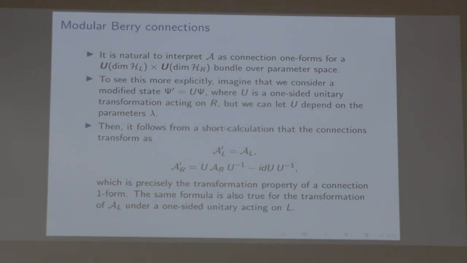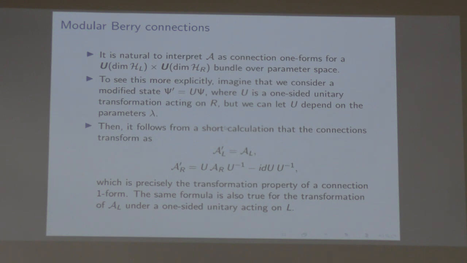As a small detour, it is natural to interpret these two objects, curly A sub left and curly A sub right, as connection one forms on parameter space. Here I'm considering a special case of a one parameter family, but we could have considered a multi-parameter family, a manifold of parameters. In that case, these A's become connection one forms on this parameter space. And you can think of them as connections on a bundle, which is the unitary group on the left times the unitary group on the right.